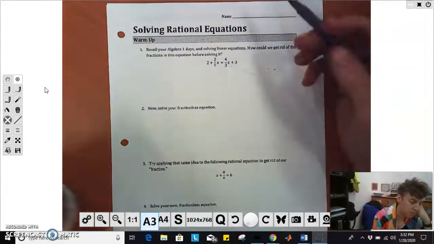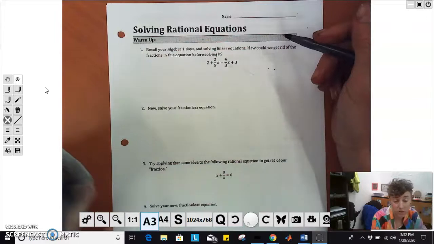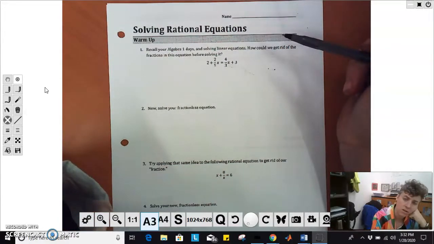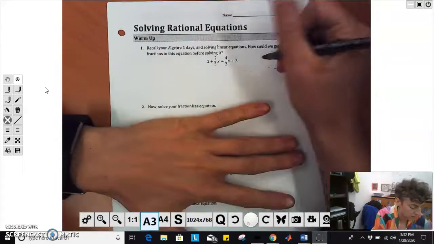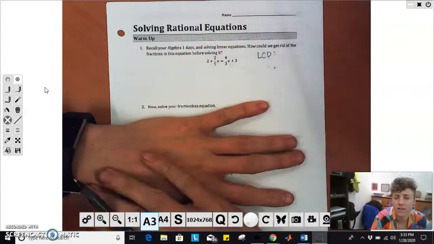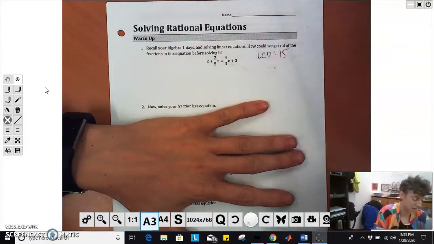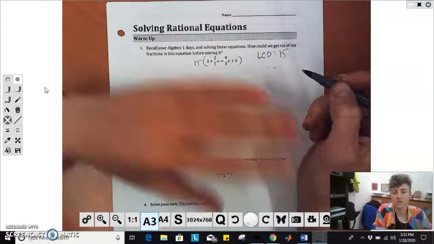Well, we can multiply everybody by the lowest common denominator, and that would get rid of these two denominators, so we wouldn't have fractions anymore. What's our lowest common denominator? We got a 5 and a 3 right there. LCD is going to be 15. So let's multiply everybody by 15 and do a little solving.